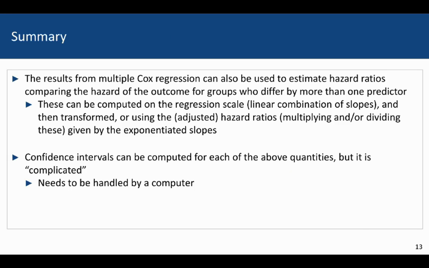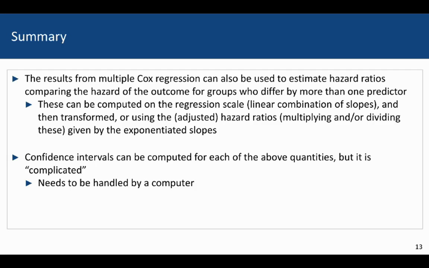estimate hazard ratios comparing the hazard of the outcome for groups who differ by more than one predictor. These can be computed on the regression scale, they are a linear combination of slopes, and then transformed, or using the adjusted hazard ratios and multiplying and or dividing the adjusted hazard ratios given by those exponentiated slopes.